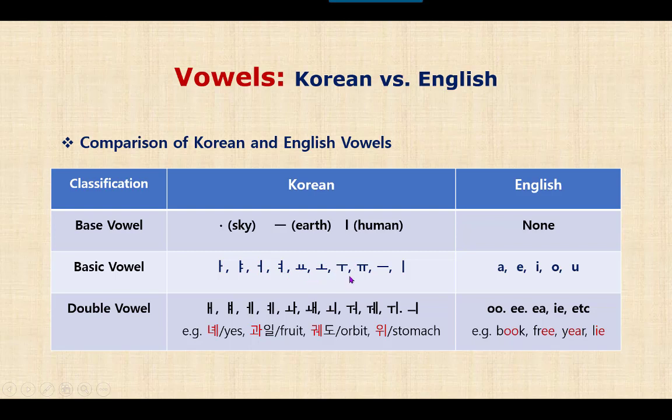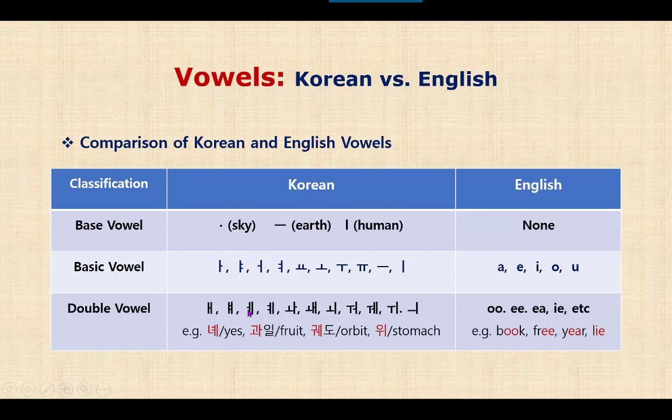U, yu. This one has no short line. It has only one long line, one vertical line, horizontal line, vertical line. Earth, human. Okay? But in English, we say there are only five. A-E-I-O-U, you know quite well. This A is similar to here, actually this double vowel.